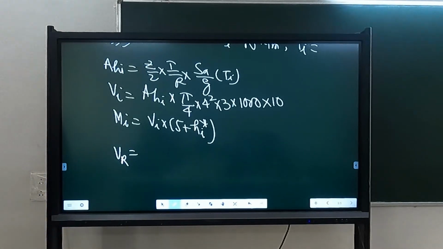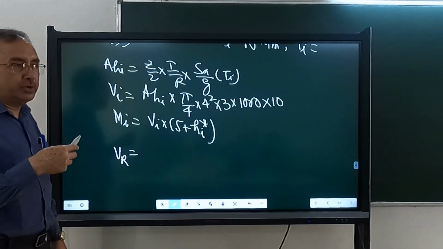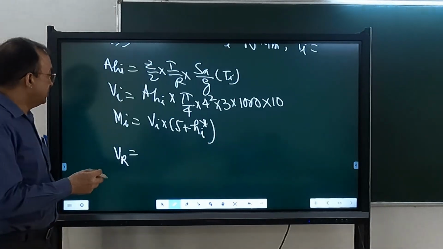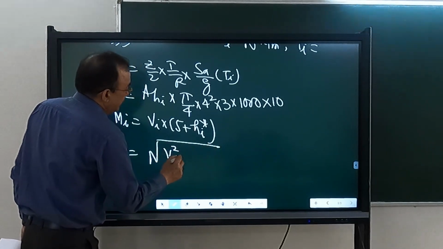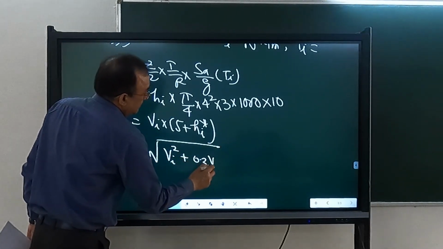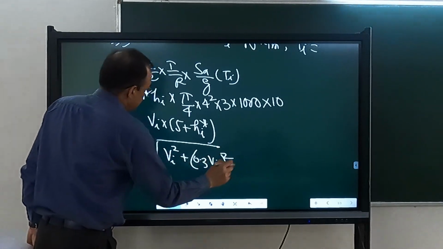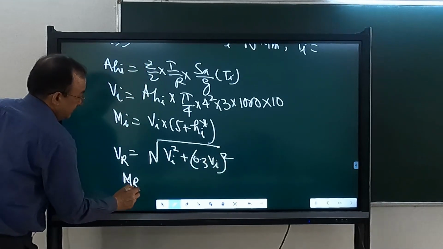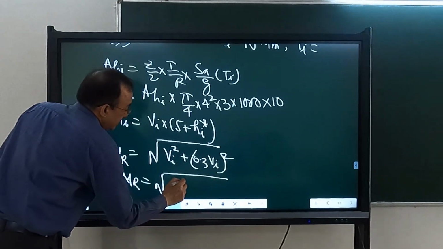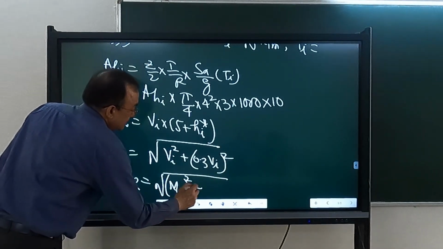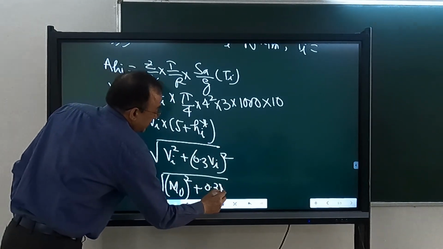Because the vertical component of the earthquake, will it cause any horizontal force? No. So the vertical component will not have any effect, but two horizontal components need to be considered. So VR will be the square root of VI squared in one direction plus 0.3 VI in the other direction squared. Similarly, MR will be the square root of MI in one direction squared plus 0.3 MI squared.